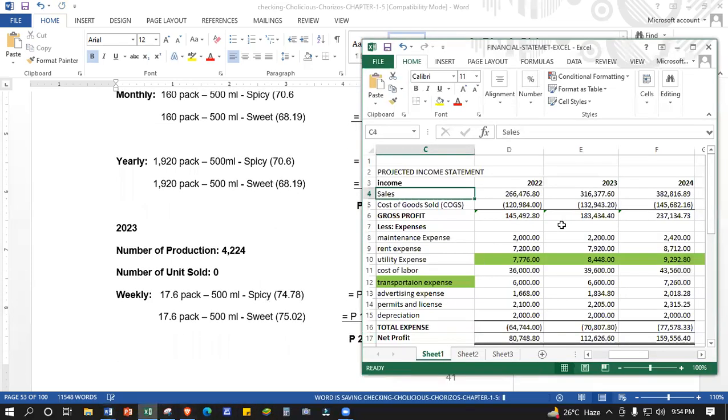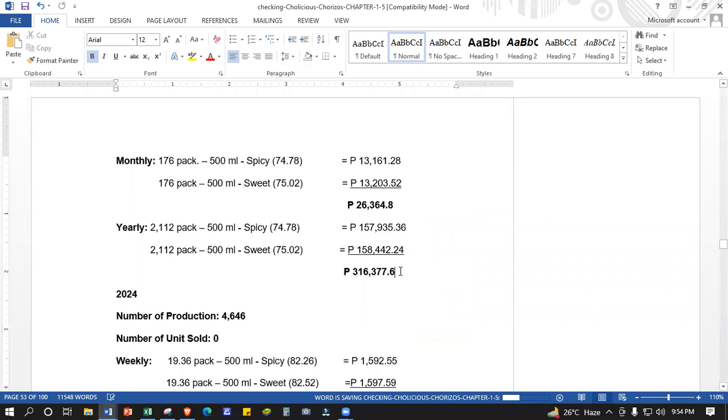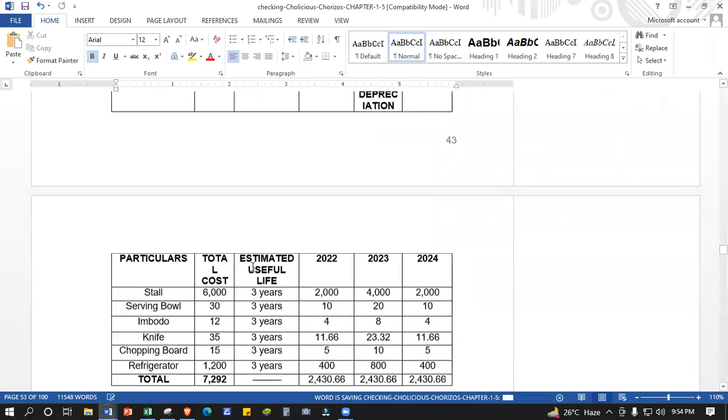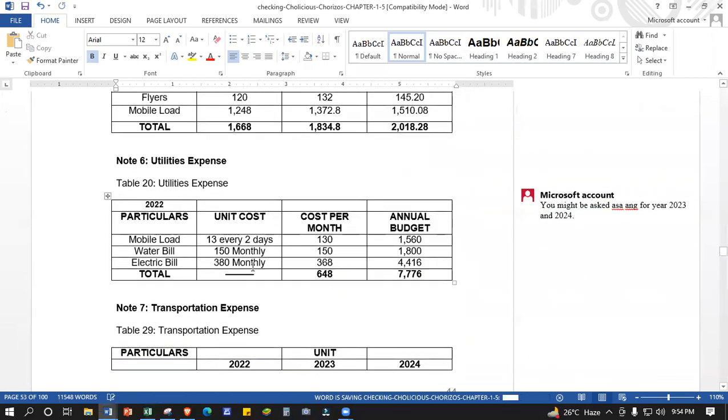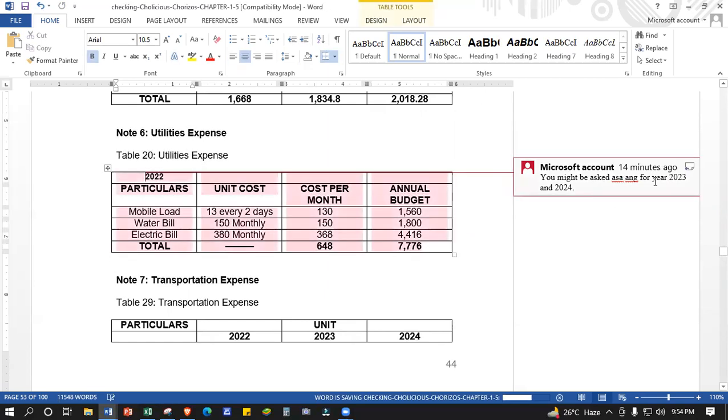2023, 316,377. Okay, so basically, that's it. Hindi na ako isa-isahon. Just make sure nga parehatanan. Okay, now, after computing for all of those, in note 6, utilities expense, ang i-compute lang niya is for the year 2022. You might be asked asa ang for year 2023 and 2024, so please include.